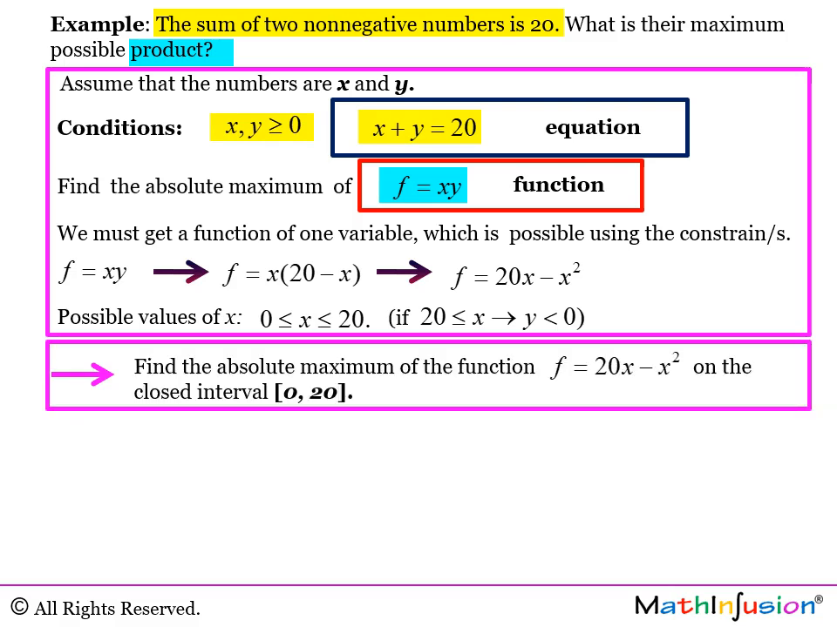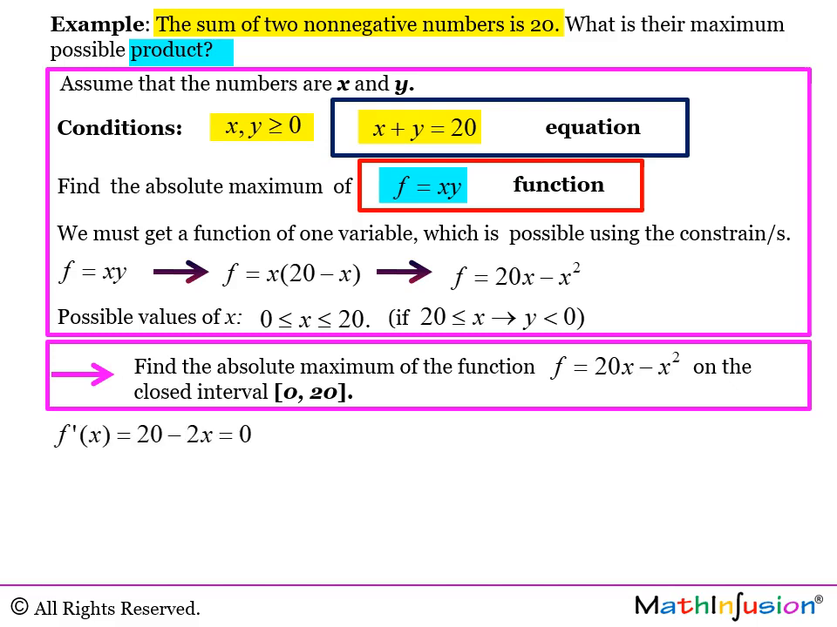Now we need to find the absolute maximum of the function f equals 20x minus x to the power of 2 on the closed interval 0, 20. So what we did is we actually transformed the word problem into a pure mathematical problem of absolute maximum on a closed interval. And we know how to do that.